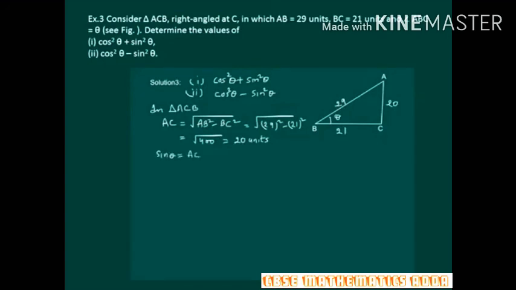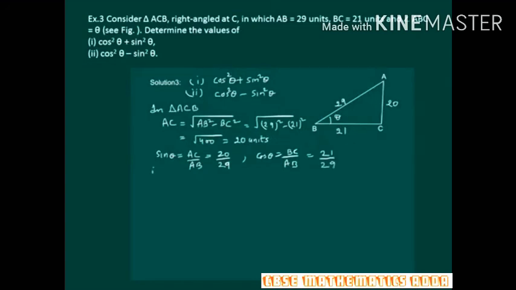What is the formula for sin theta? That is P by H. So this equal to AC divided by AB, and this equal to 20 by 29. Next one, cos theta. What is the value? Cos theta, the formula is BC divided by AB. So this equal to 21 divided by 29.